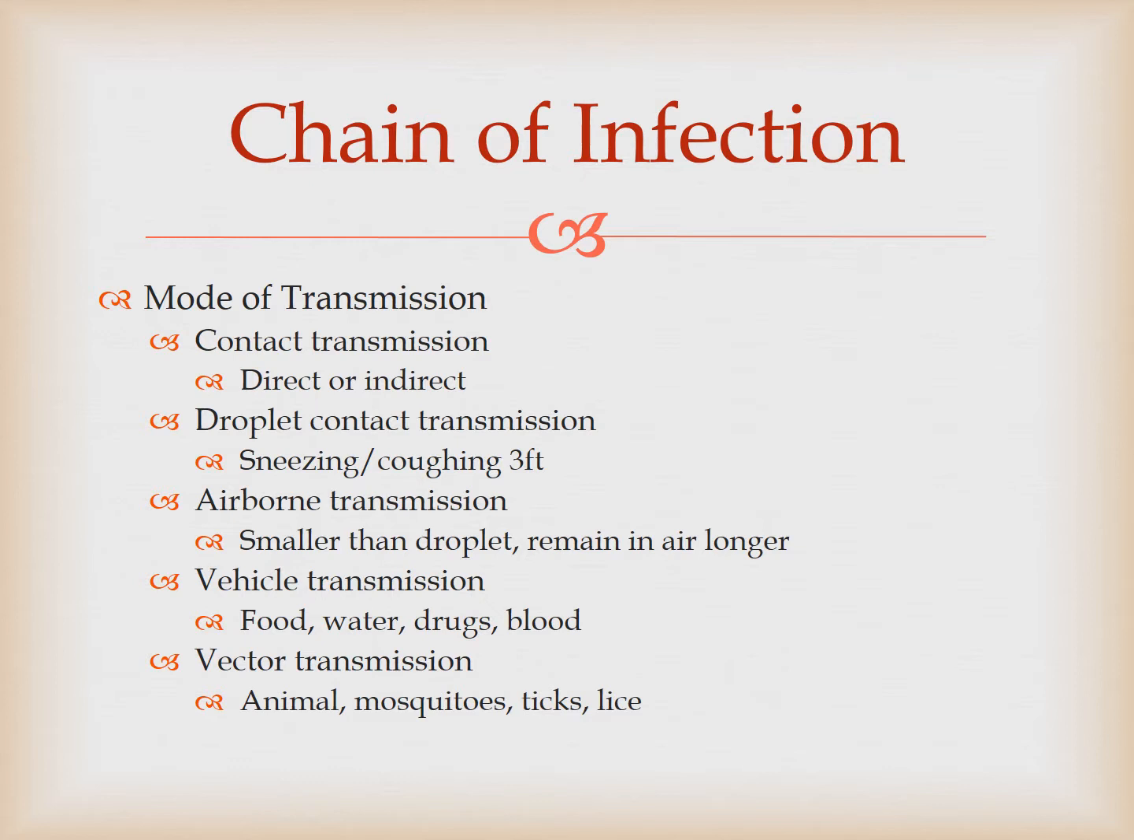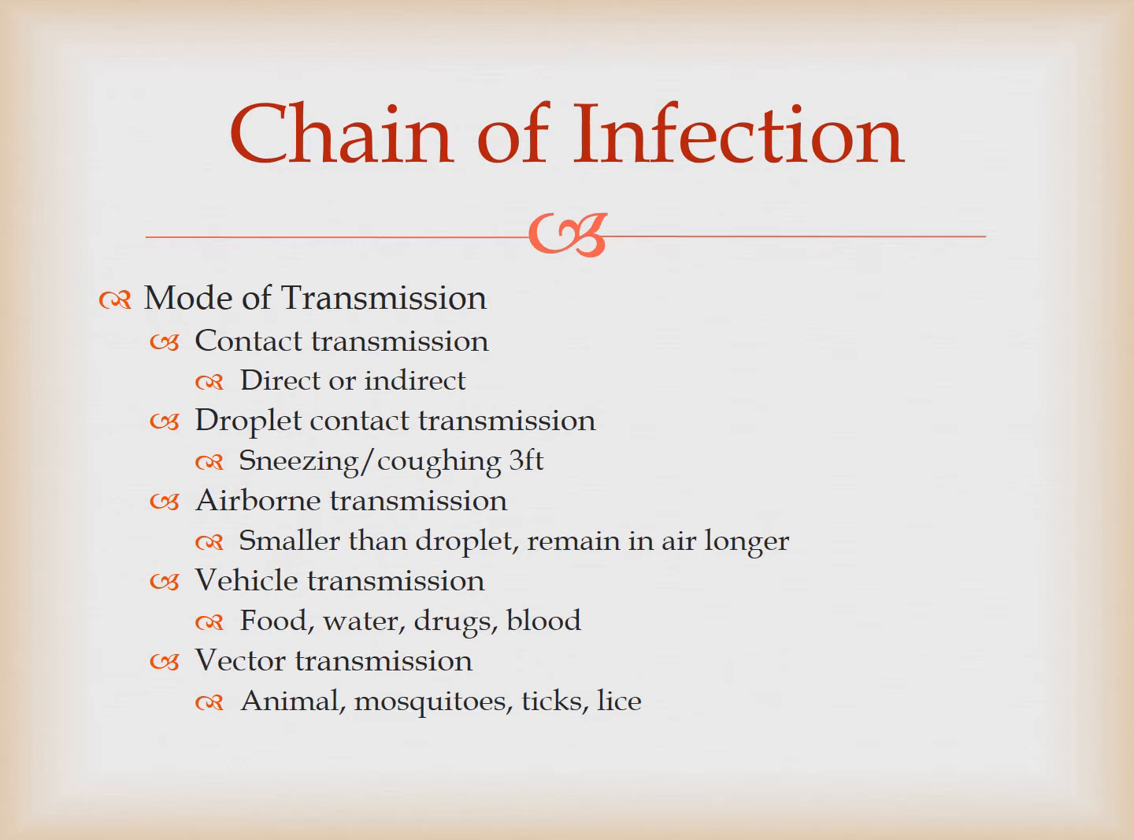The first one is contact transmission. Direct contact transmission means direct physical contact between an infected person and a susceptible host. Examples of direct contact include touching, biting, kissing, and sexual intercourse. Then there is indirect contact transmission, which means the susceptible person comes in contact with contaminated inanimate objects, such as soiled tissue, toys, or soiled clothes.